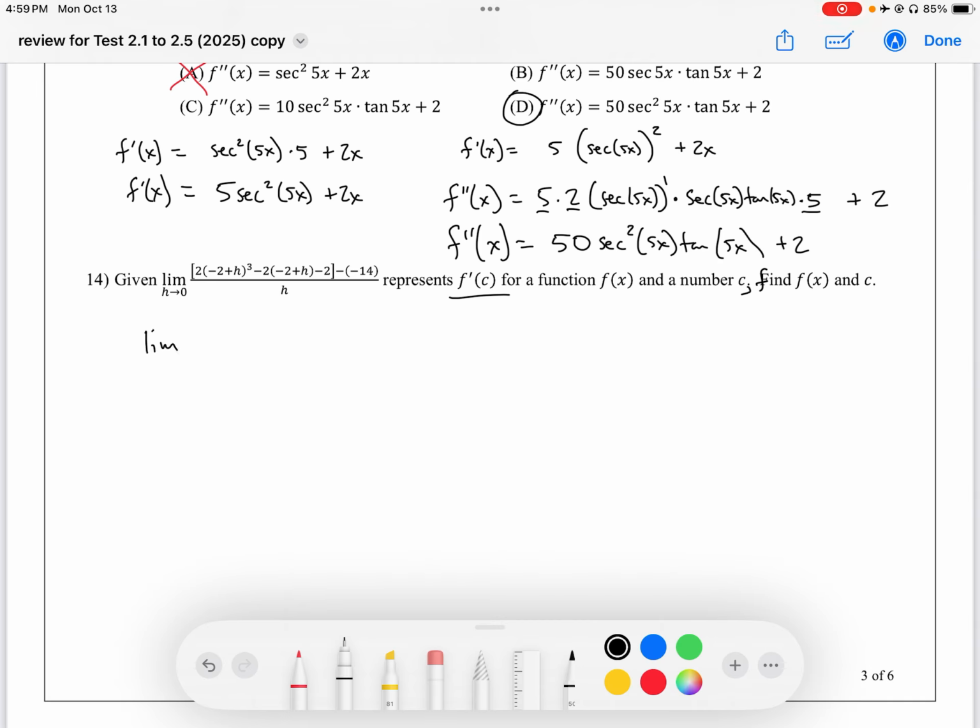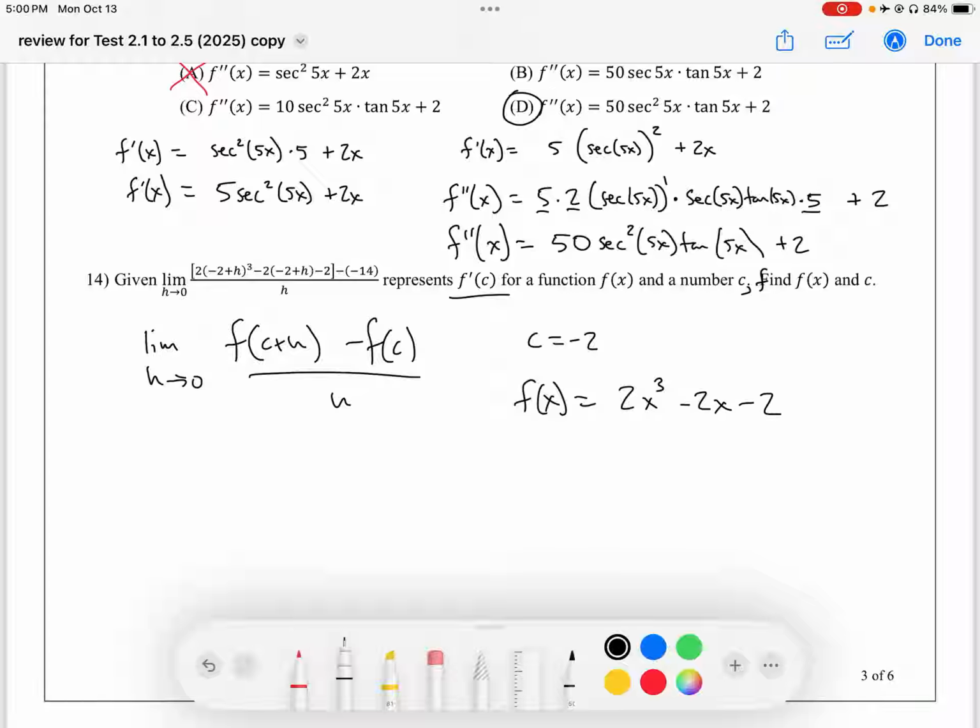That would be the limit as h approaches 0 of f of c plus h minus f of c all over h. So we're looking for this to be f of c plus h, where c is some value. Well, you can look here and see something plus h. So it looks like c is going to be -2, because you see the -2 plus h in there, and then we need to see what the function is. It looks like f of x is going to be 2x cubed minus 2x minus 2.